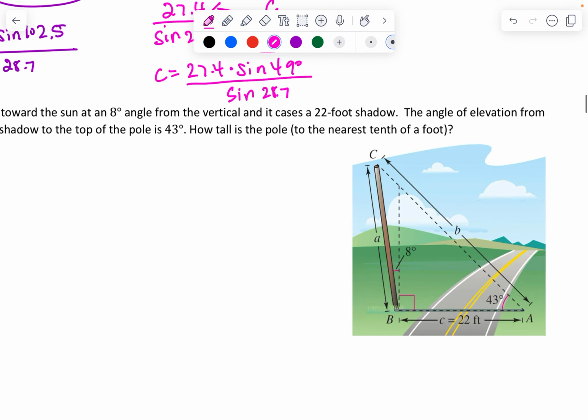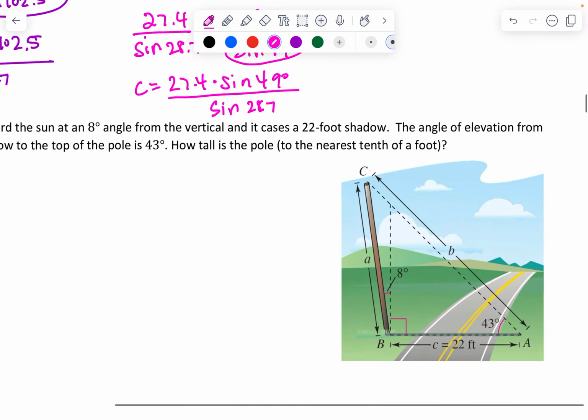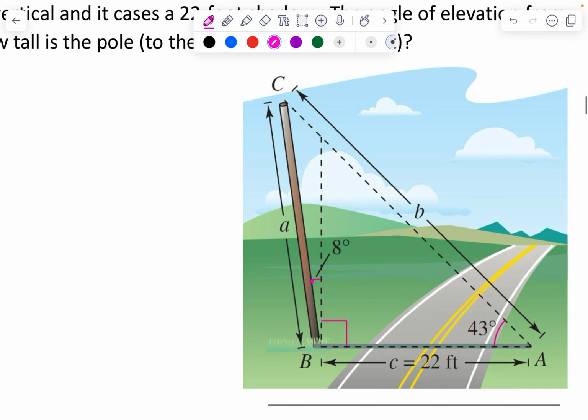All right, now you do not have a very clear picture here, so when I was doing it and it was in the grayscale from what I printed, hopefully you can see a little better than what I did, but this is what the picture looks like, and then it's going to explain it to us. So a pole tilts towards the sun at an 8-degree angle. So this little angle is 8 degrees. Then I take the 8 degrees plus the 90 degrees, which is going to make this 98 degrees.